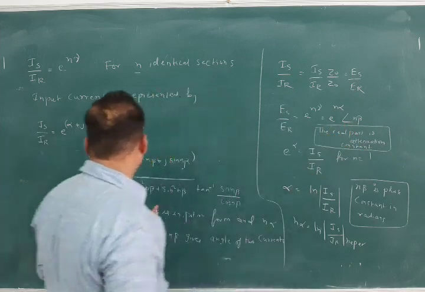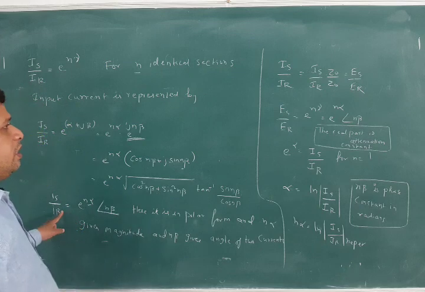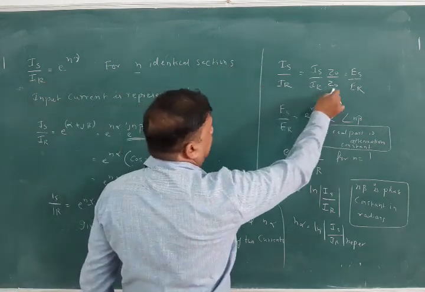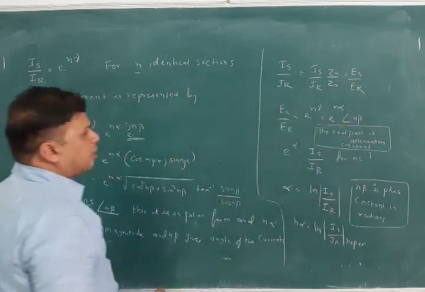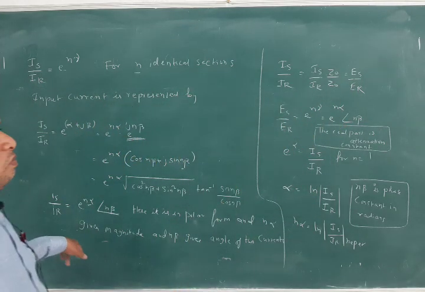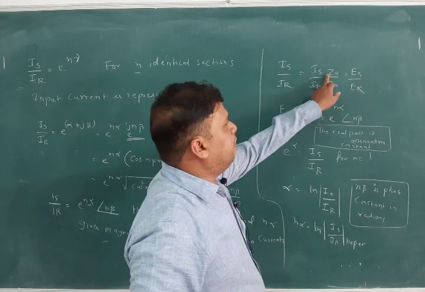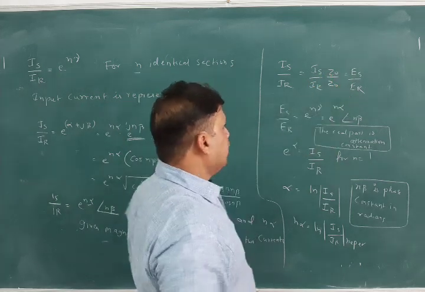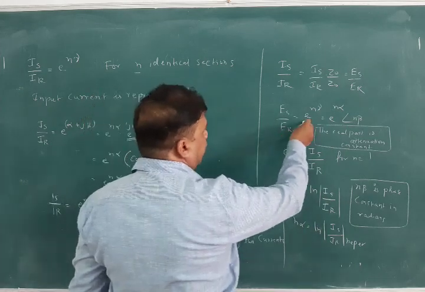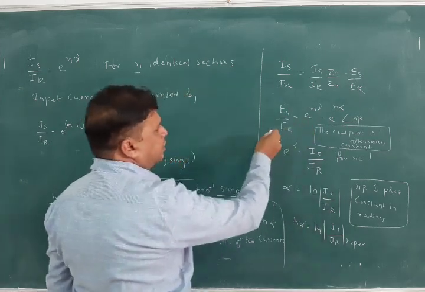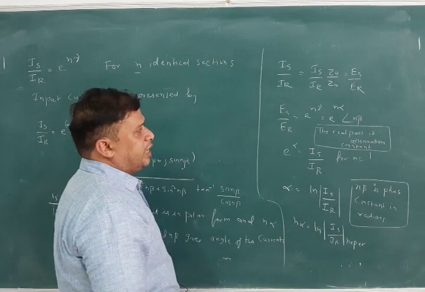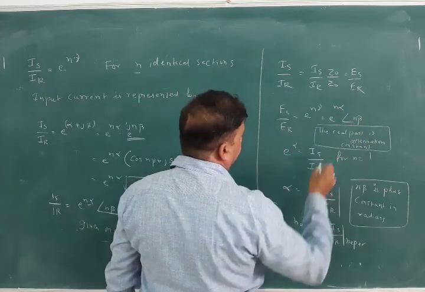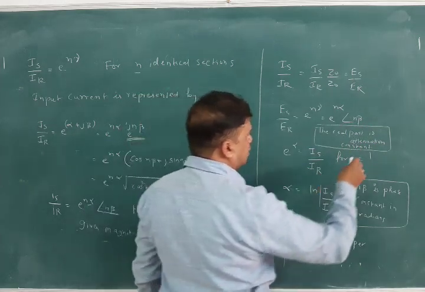As we have said here that Is by Ir, if you multiply Z0 by Z0, then you get Es by Er only. So we can write Es by Er. Why? Because if Z0 by Z0 is multiplied and divided, there is no change here. So Es by Er is equals to e power n alpha, voltage. E is voltage, the receiving end voltage and sending end voltage, e power n alpha and n beta. So here the real part is called the attenuation constant.